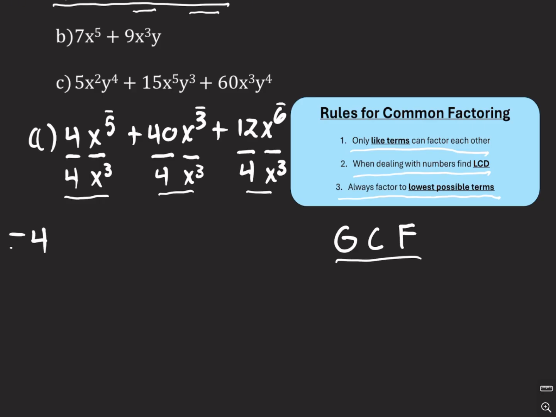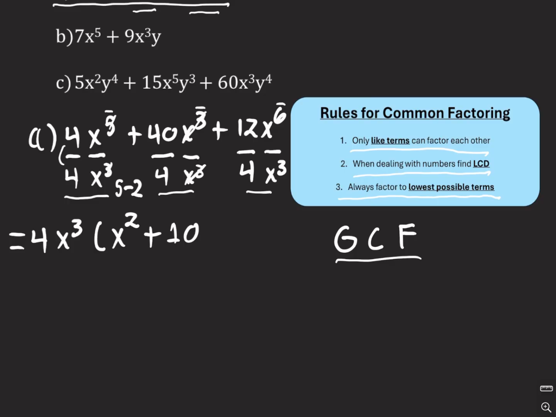So we're going to factor out 4x cubed, and we're going to be left with, well, this first term, 4 divided by 4 is just 1, so I don't even need to write that. Then x to the 5 divided by x cubed: if you remember our exponent rules, division in the exponents becomes subtraction. So this will just become 5 minus 3, so this will become x squared. Now, next term, 40 divided by 4, well, that's 10. And x cubed divided by x cubed, that'll cancel.